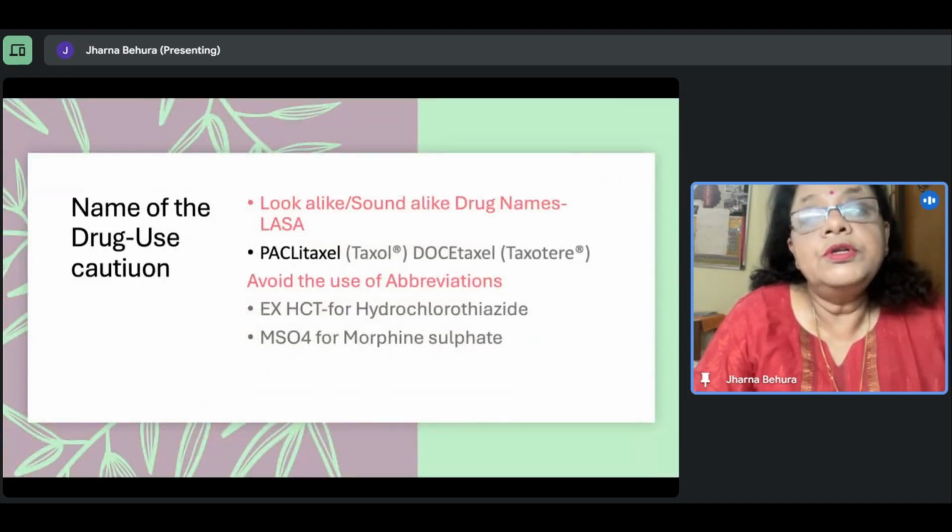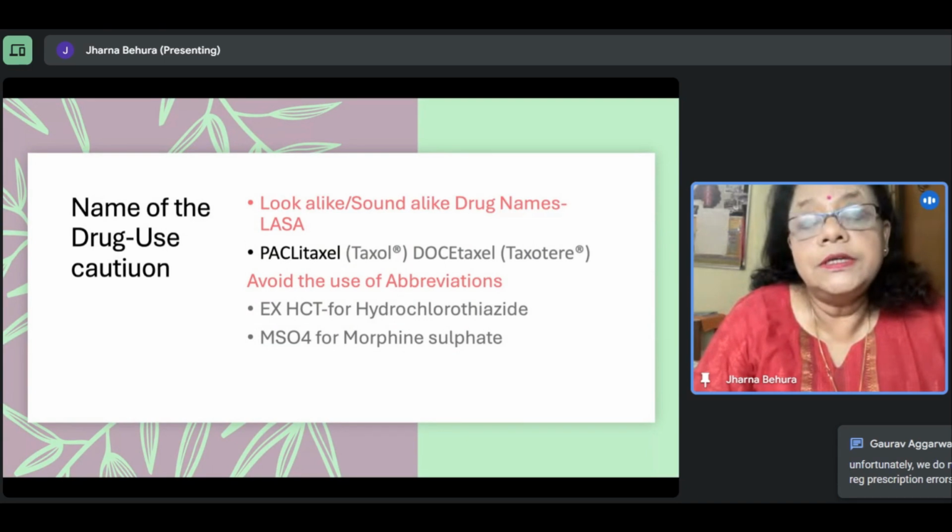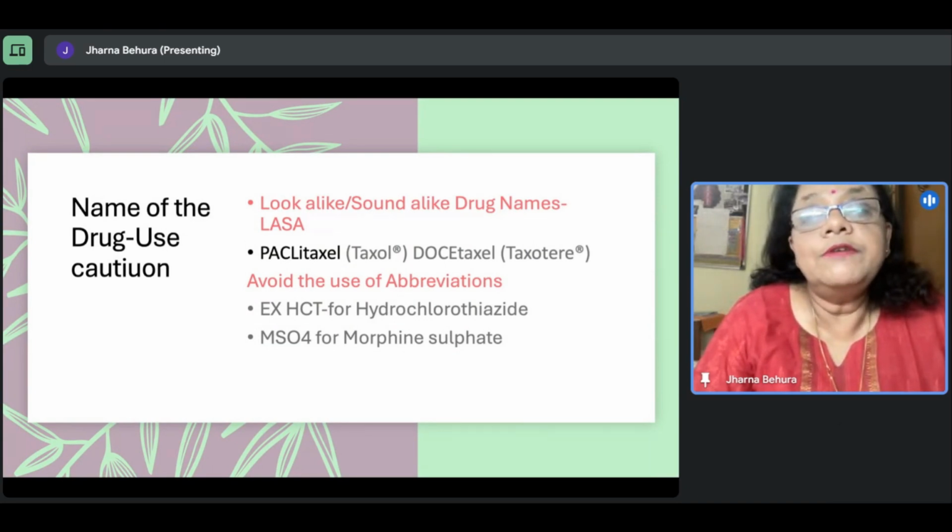Name of the drug, use caution. Look-alike and sound-alike drug names, which are known as LASA, like paclitaxel and docetaxel, which we will treat later. Avoid the use of abbreviations. Always write the full name of the drug. Don't write HCT for hydrochlorothiazide or MSO4 for morphine sulfate.